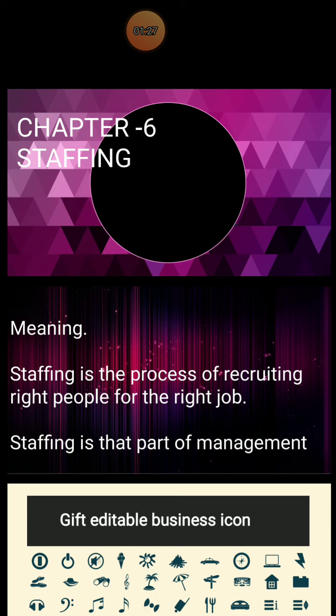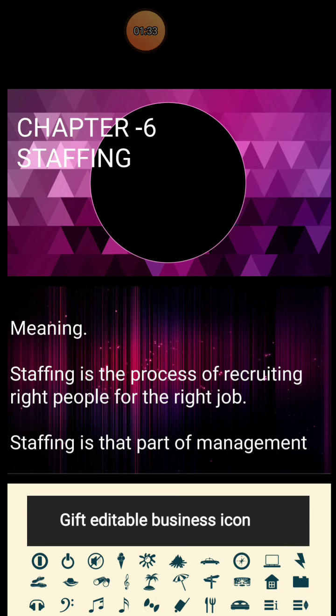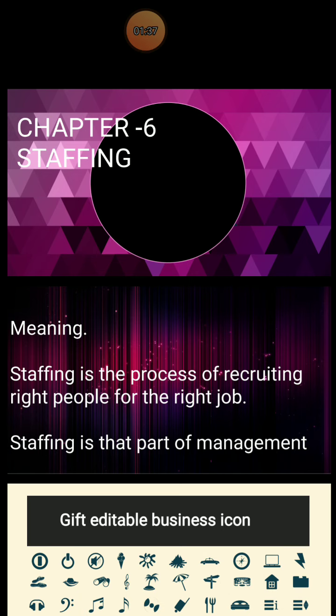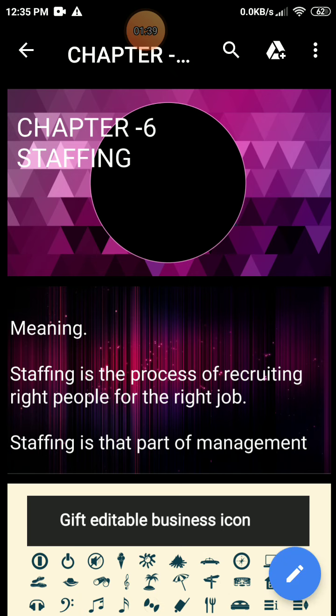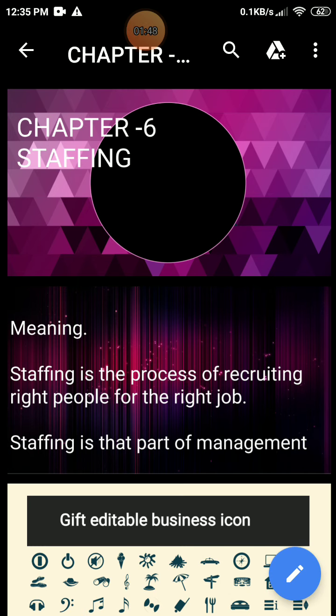So now we have come to the most important and a very crucial function of management. You name it as staffing. Before getting into the formal meaning, let me give you an introduction. Take any organization in this business world: you cannot see any organization becoming successful, or achieving bigger targets, without proper human resources.